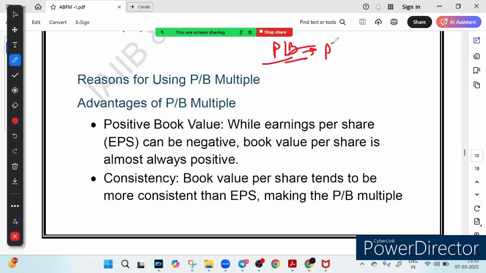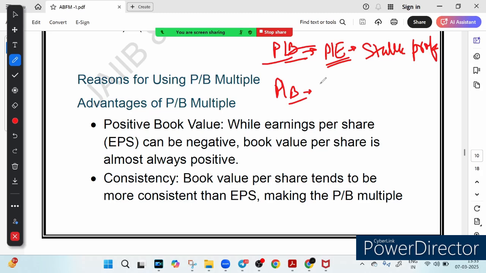Sorry, P/E. If you want to look at whether the price is fair compared to the earnings, and whether the company has a stable profit, right? If profit is stable, then you can use P/E. And use P/B when you want to check if the stock is cheap or expensive based on its actual worth, and the company has a high number of assets. Use P/B. So we use both ratios together for better analysis.